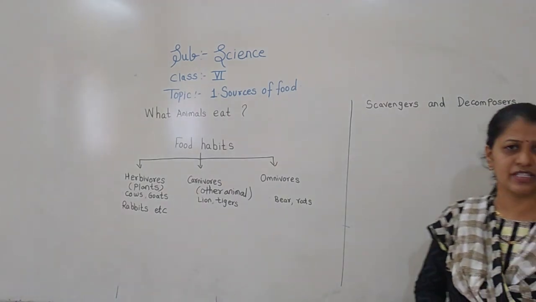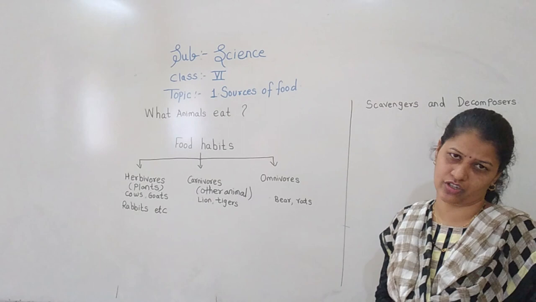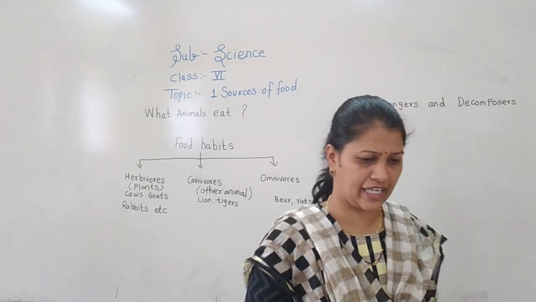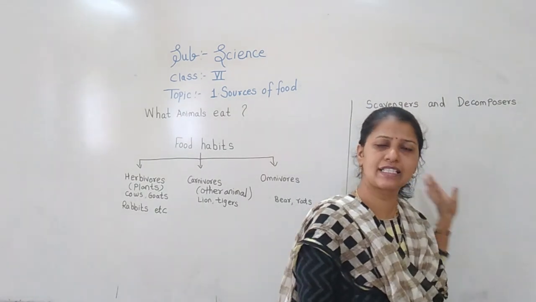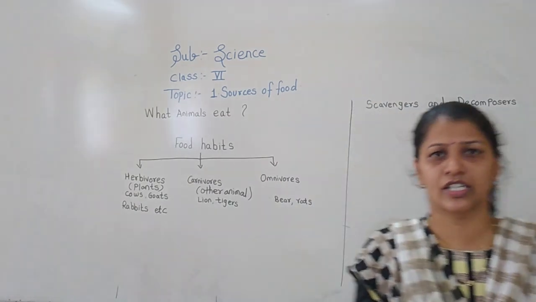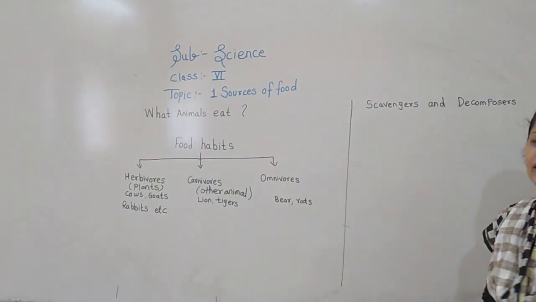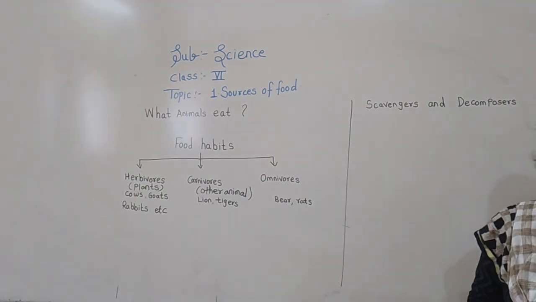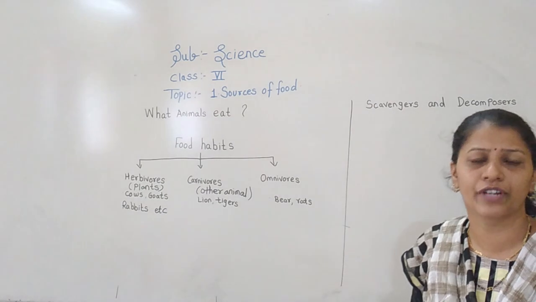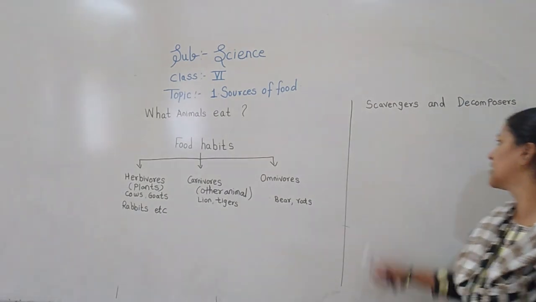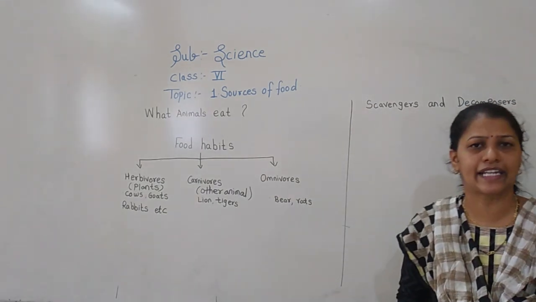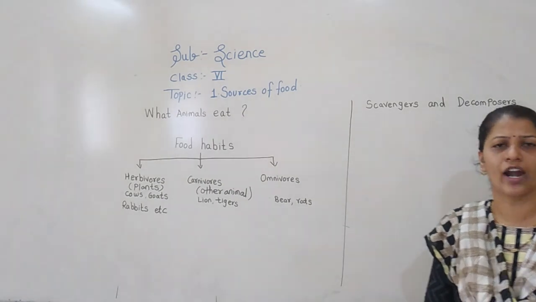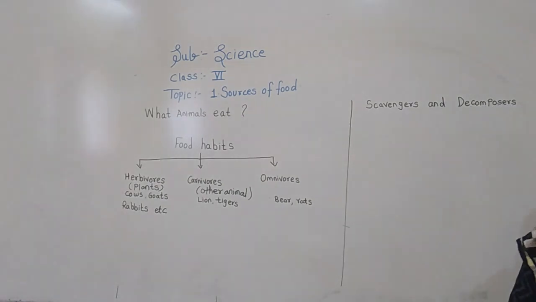So such animals are called scavengers. For example, jackal and vulture. These animals come under scavengers. They eat the dead and decaying animals. Such animals are called scavengers. Are you getting this?